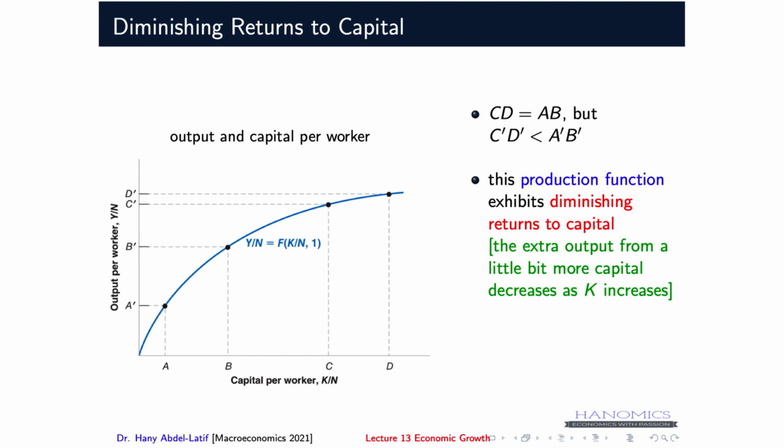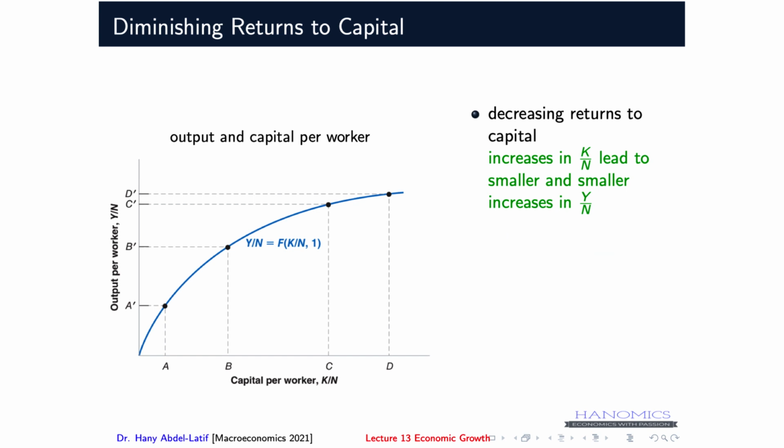So the extra output from a little bit more capital decreases as K increases, or as the amount of capital increases. This is one of the important features of this sort of production function. That's why we plot the production function in that way, and the slope takes that shape. It's not a straight line where the slope is exactly the same at any point. Instead, we have a production function that shows how the slope changes as you move across the horizontal axis, or as you add more capital.